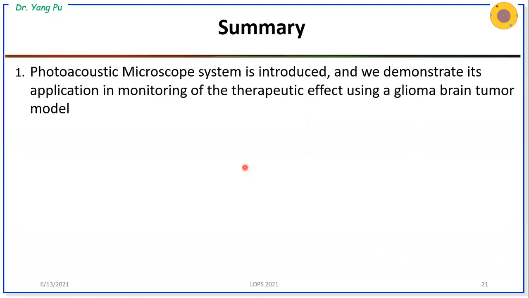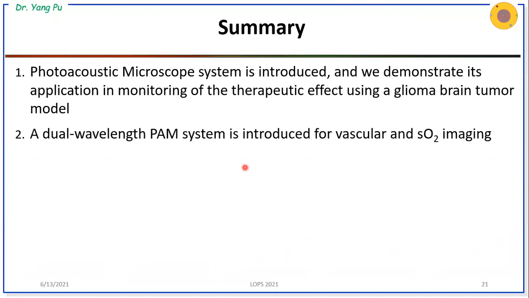So here is a summary. Our PA system can be used to image brain glioma in vivo in small animal studies, and it can be used to monitor the therapeutic effect by quantifying the relative change of the hemoglobin signal for pre- and post-treatment. This study will benefit tumor research and anti-drug screening.